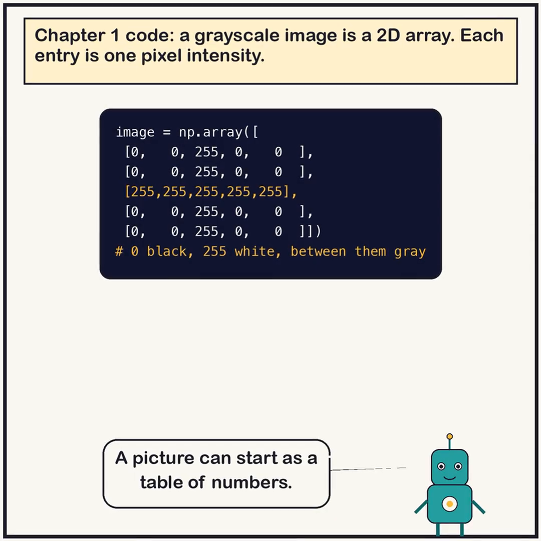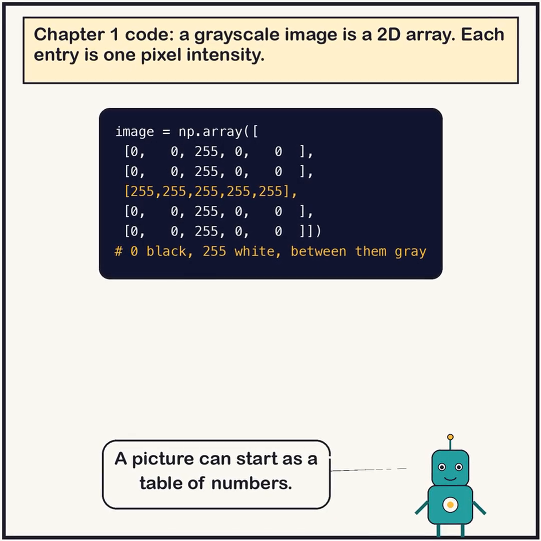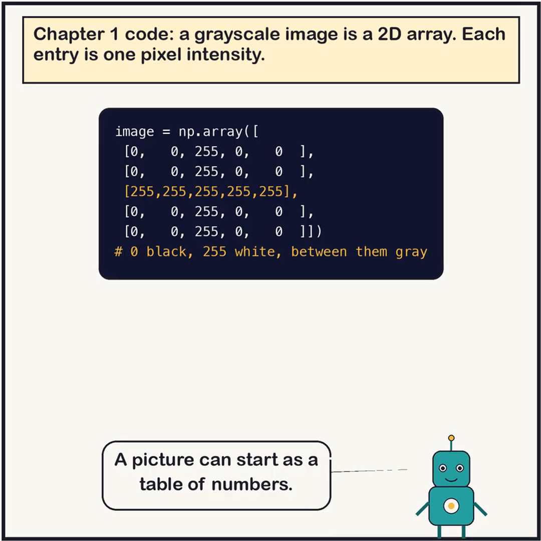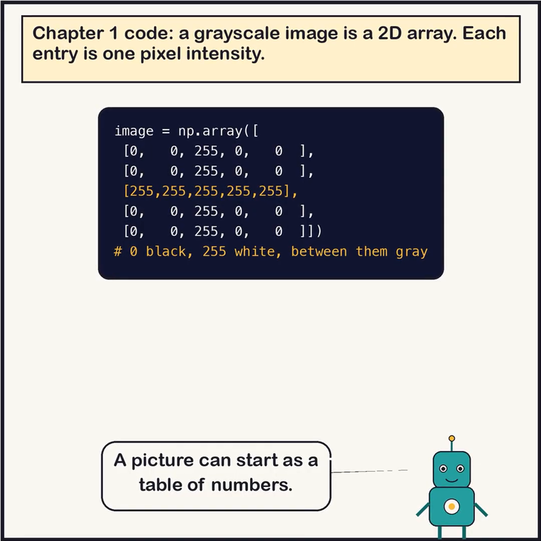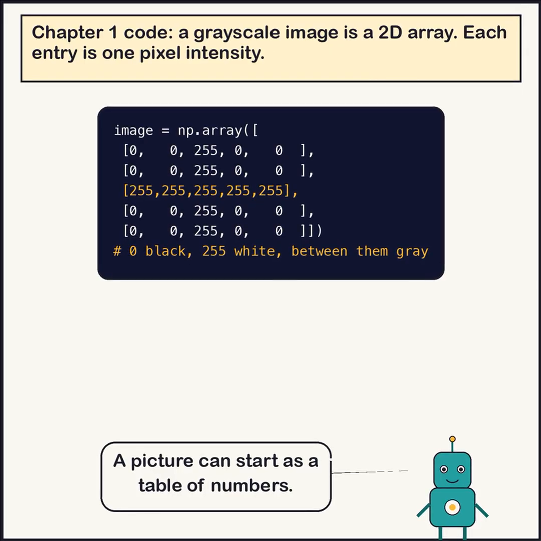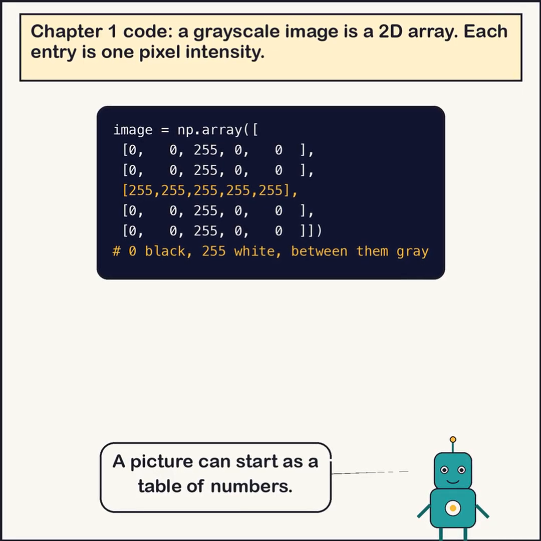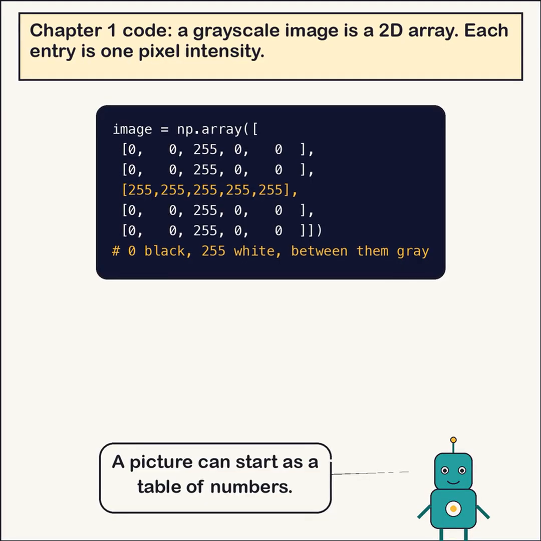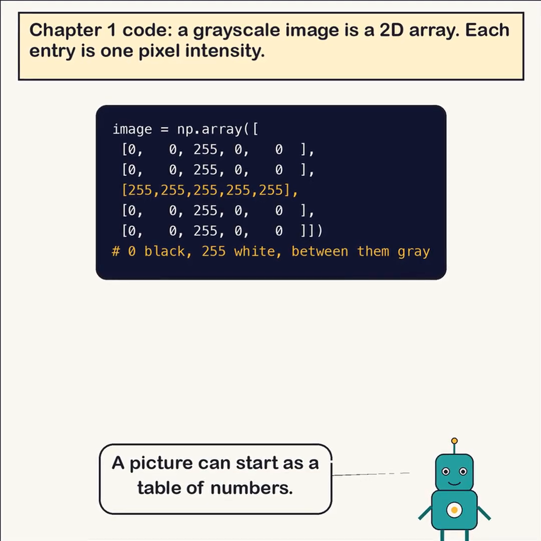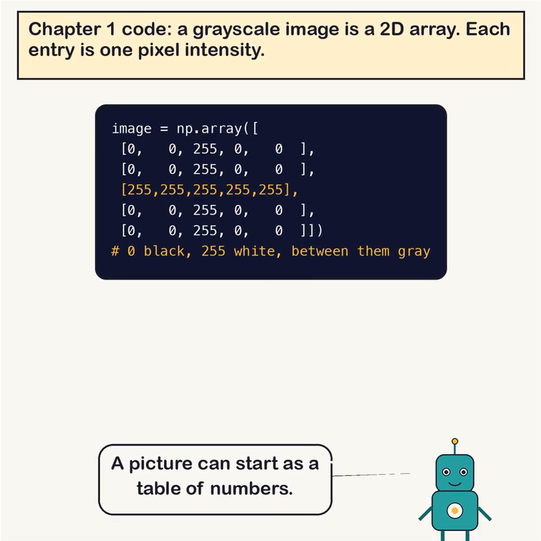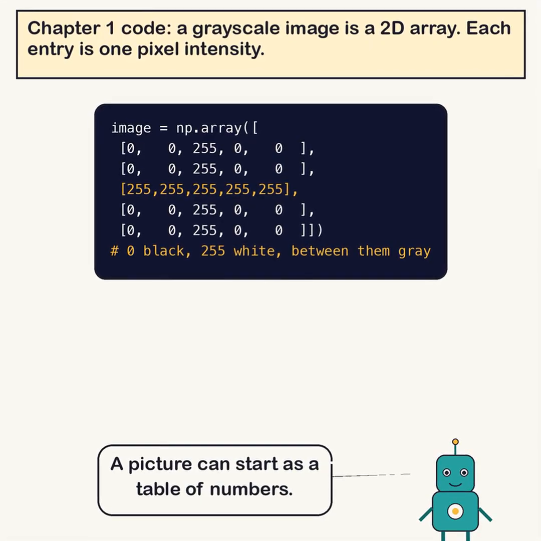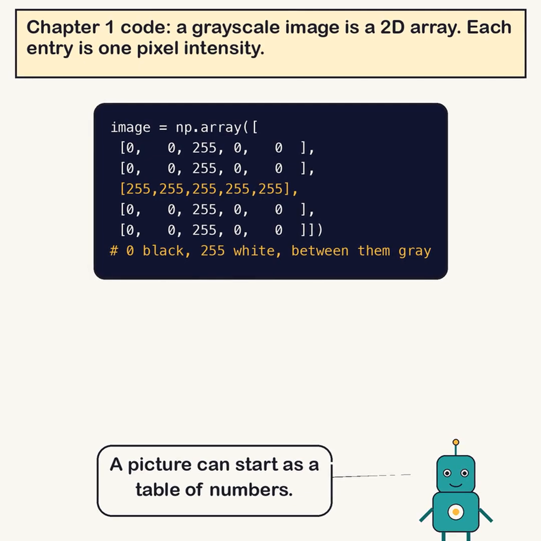First we turn light into evidence. We start with image representation. A grayscale image is a two-dimensional array. Each entry is a pixel intensity. 0 means black, 255 means white, and values between them are shades of gray. The highlighted row forms the center of a white cross. The 2D array is the first spell because cameras had to become machines before they could become intelligence.